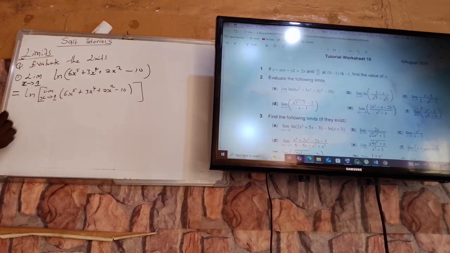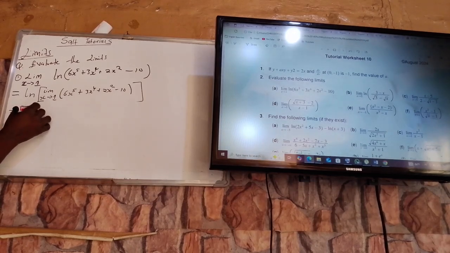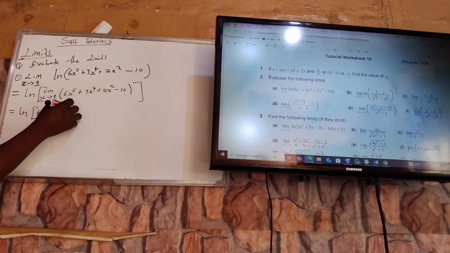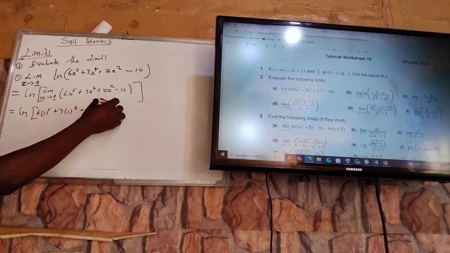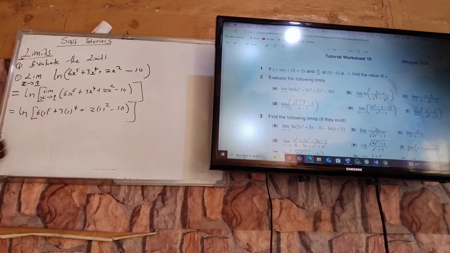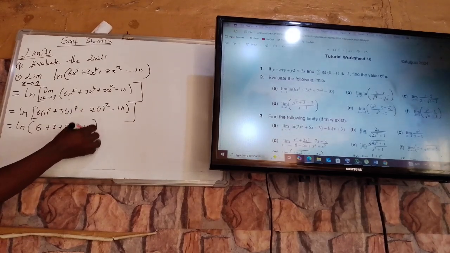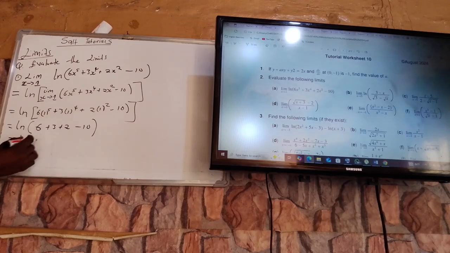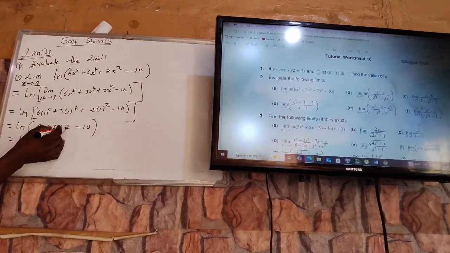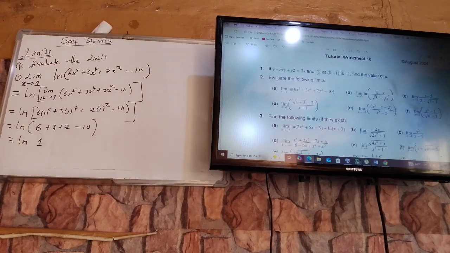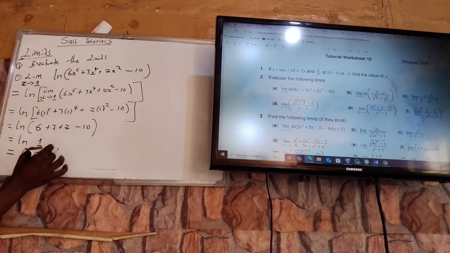Then putting in the limit, this will just be as good as the natural log of 6 times 1 to the power 5 plus 3 times 1 to the power 4 plus 2 times 1 to the power 2 minus 10. If we evaluate everything, this will be the natural log of, open bracket, 6 plus 3 plus 2 minus 10. So we have the natural log of 9 plus 2 is 11, 11 minus 10, that's a 1. And the natural log of 1 means it's what? A 0.